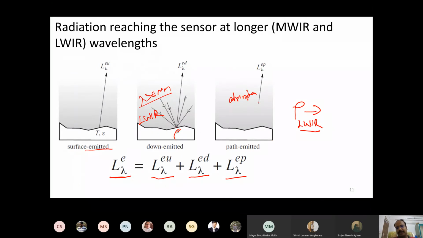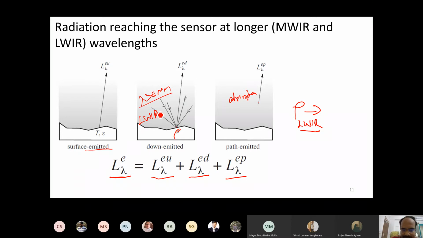Each object will have its own reflectance, even in the LWIR band. It will be very small for most of the Earth surface features, but still it will be there. So remember to use a different reflectance. Don't use the same reflectance. Reflectance varies a lot with bandwidth. Please keep that in mind.